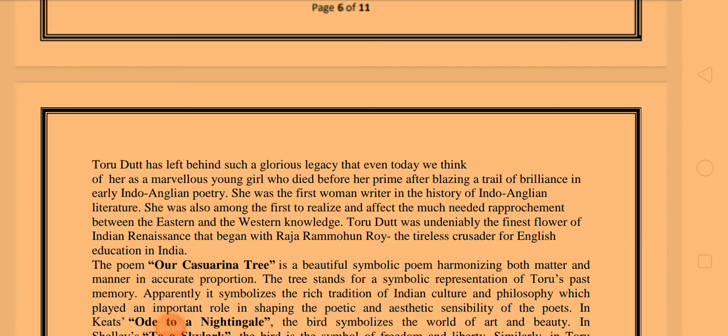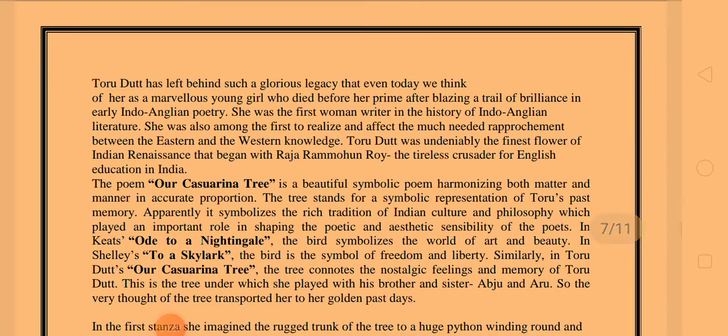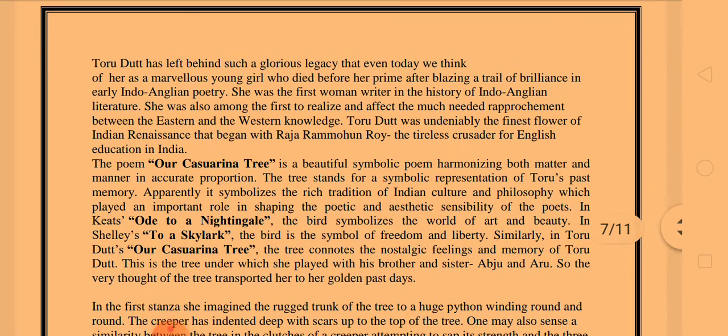The poem Our Casuarina Tree is a beautiful symbolic poem harmonizing both matter and manner in accurate proportion. The tree stands for a symbolic representation of Toru's past memory. Apparently, it symbolizes the rich tradition of Indian culture and philosophy which played an important role in shaping the poetic and aesthetic sensibility of the poets.